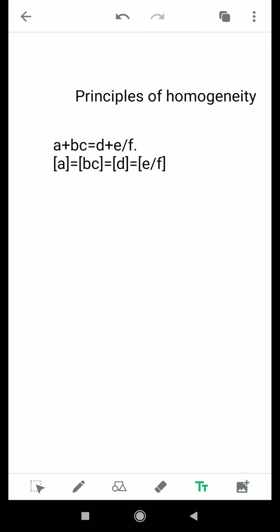For adding or subtracting, these principles of homogeneity should be maintained. But you can divide between any two dimensional values, and you can multiply between any two or multiple dimensions. Multiplication and division do not follow this, but if you add or subtract, each of the values should have the same dimensions.